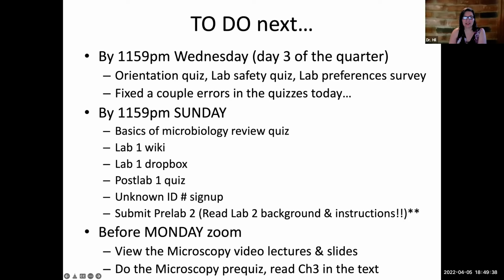Sunday, a bunch of deadlines. Our first review quiz on this material, chapter 1. Our first lab is due. There's a Lab 1 wiki that you have to contribute to. There's a Lab 1 Dropbox that you have to put things into. There's a post Lab 1 quiz, all having to do with that microbes in our world lab, which is online. You have to sign up for your unknown ID number, and you don't actually have to submit pre-lab 2 by Sunday, though it's a good practice.